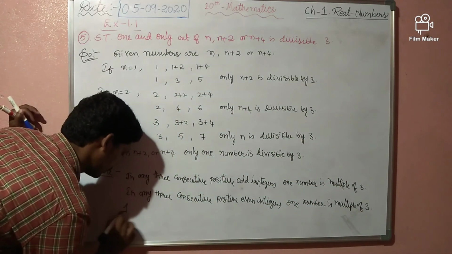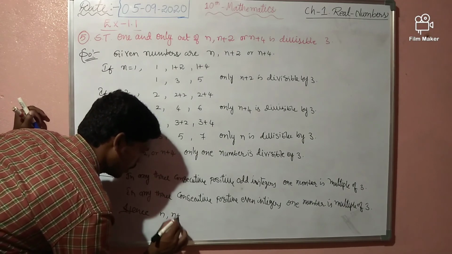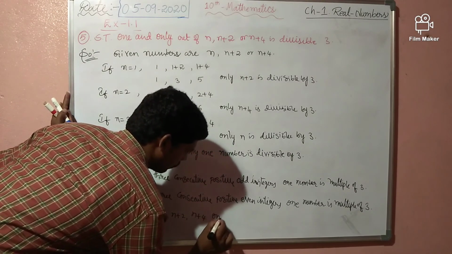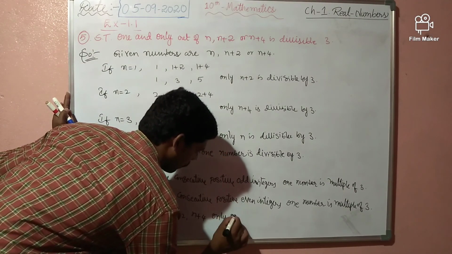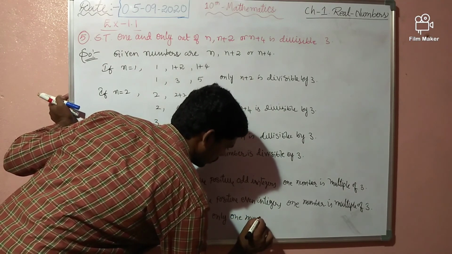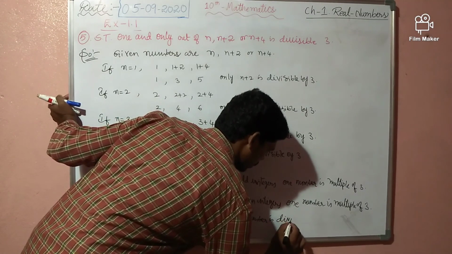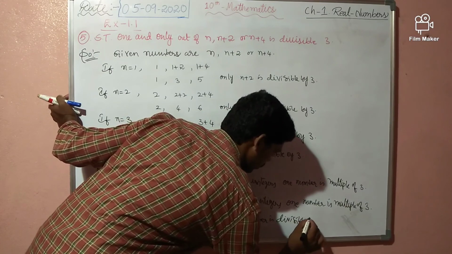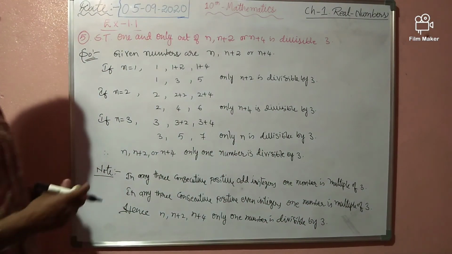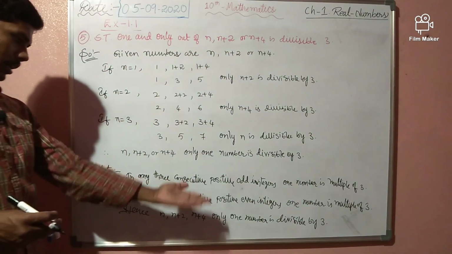Hence among n, n + 2, n + 4, only one number is divisible by 3. So therefore one and only one out of n, n + 2, n + 4 is divisible by 3, hence showed.